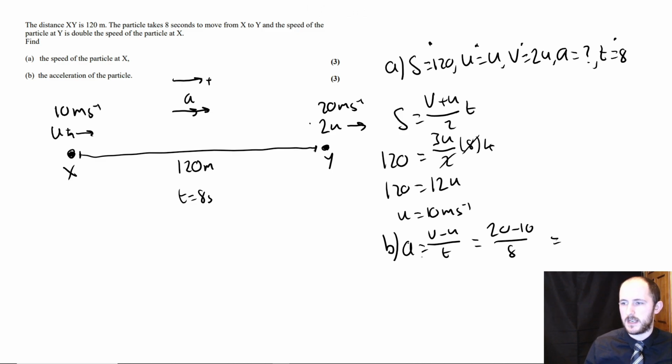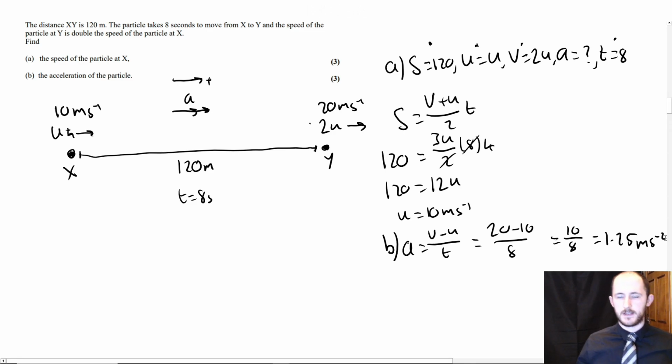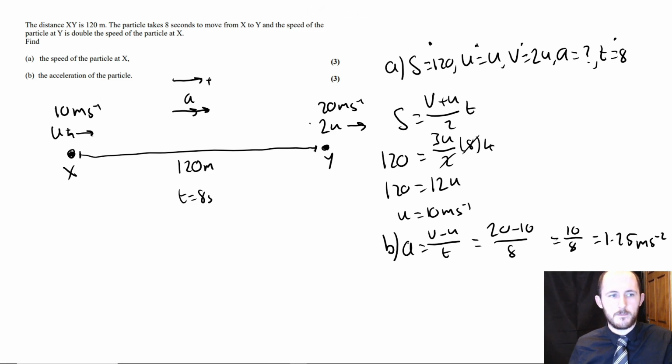So that's just 10 over 8, which if you want to work out, you are more than welcome to. Sometimes they accept just fractions though. 1.25. I don't know why I used a calculator for that, but yeah. Perfect. Okay. Again, not too bad, I think.